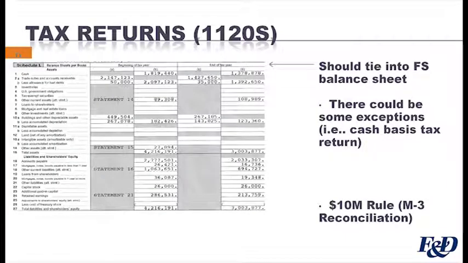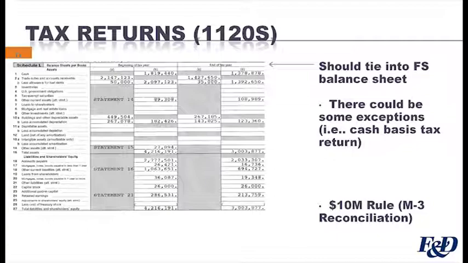On the next slide, you'll see the Schedule L. Schedule L on your Form 1120, 1065, or 1120S are all very similar. The Schedule L is your balance sheet. The balance sheet should tie into your basic set of financial statements if you're looking at both. There are some exceptions to this rule. For example, if a taxpayer is reporting its income on a cash basis, the balance sheet may be reported on a cash basis as well, where you would see no accounts receivable or accounts payable, for example.